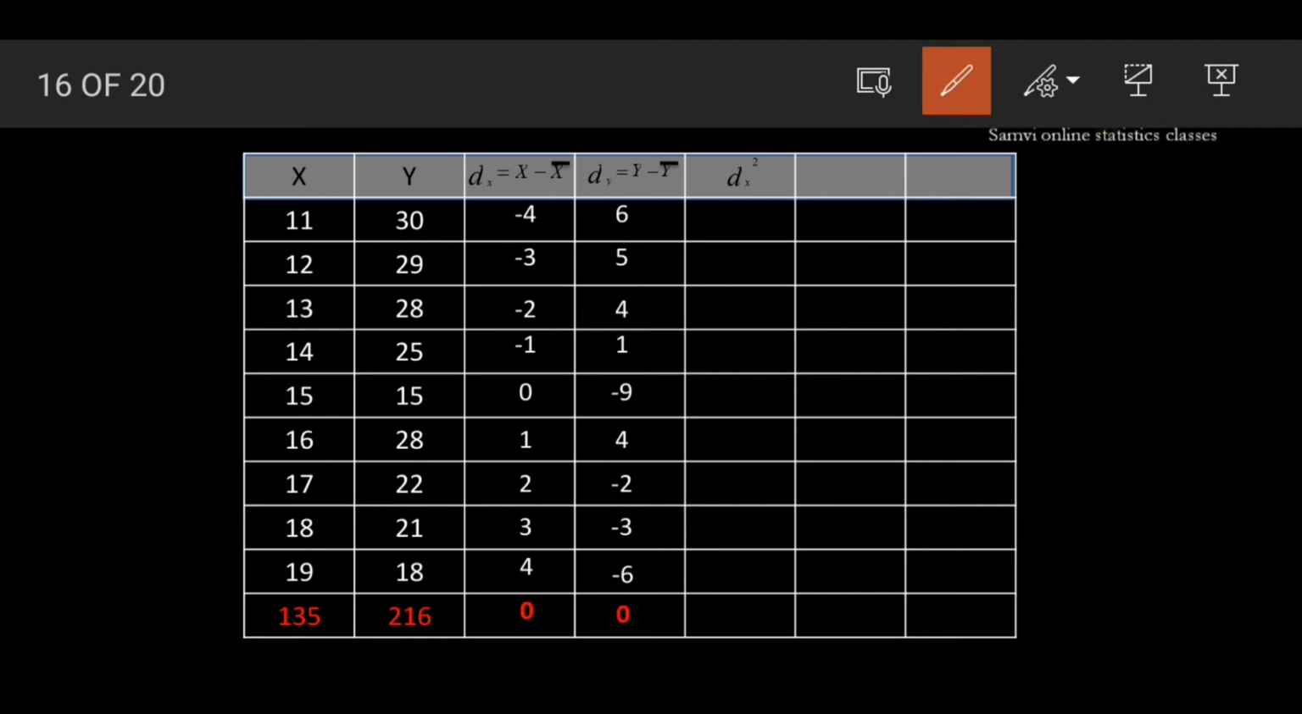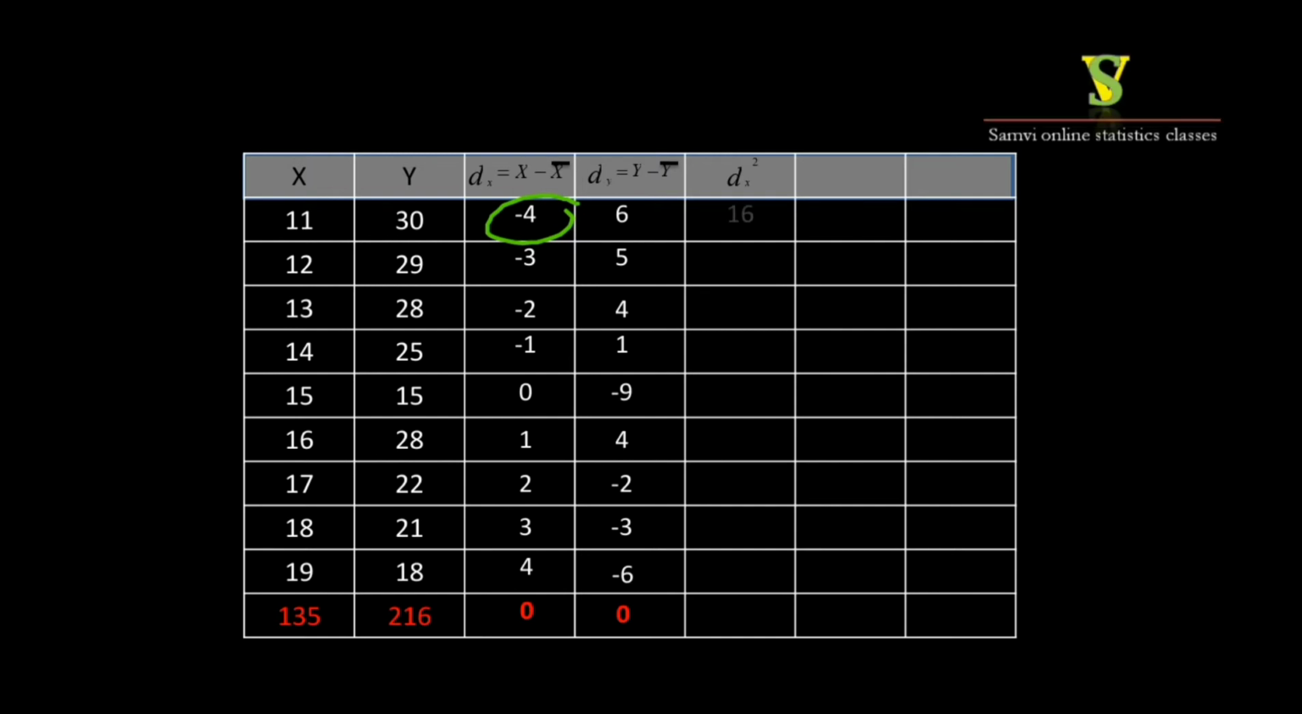So dx is here minus 4. Take the square of this value, minus 4 squared. That means minus 4 into minus 4. First you multiply the sign, that is minus into minus is plus. 4 into 4 is 16. So we'll get the result like this, 16.